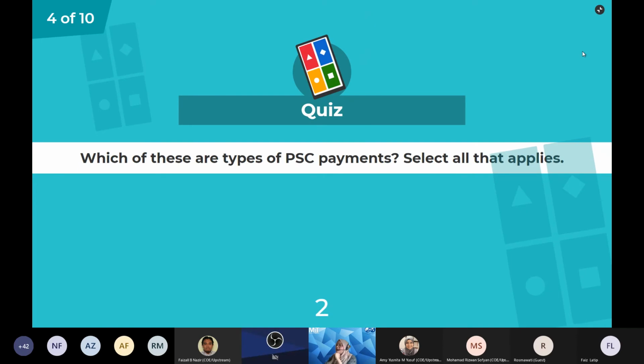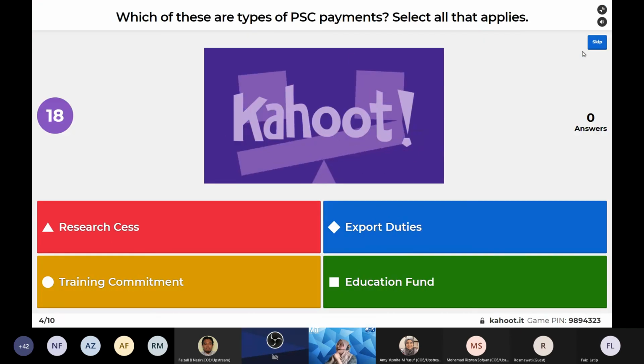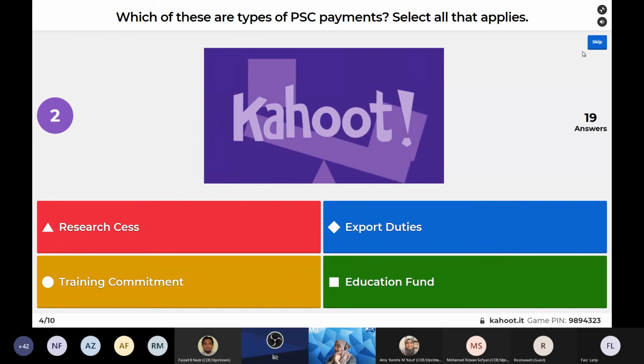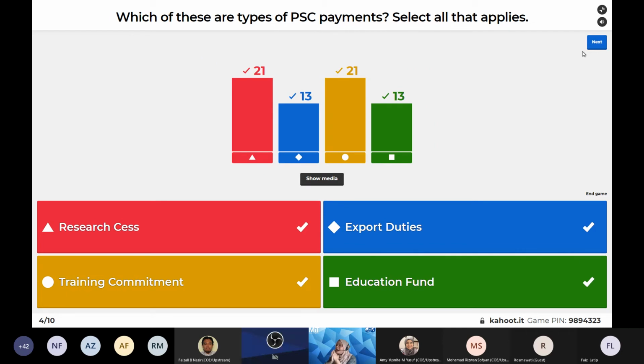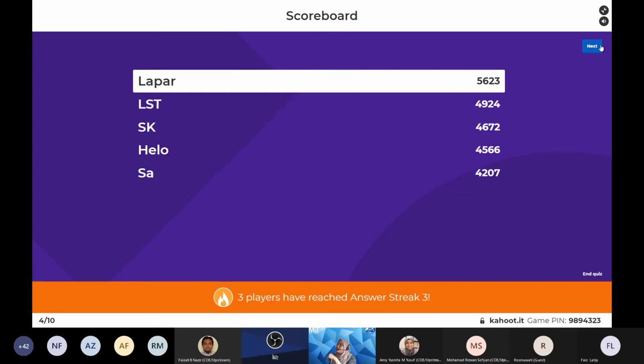Which of these are types of PSC payments? Select all that apply. This is a multi-selection question. More than one answer. Could be 2 answers, 3 answers. Not bad. We have 13 people from the audience that answered it correctly. Let's go to the next one.